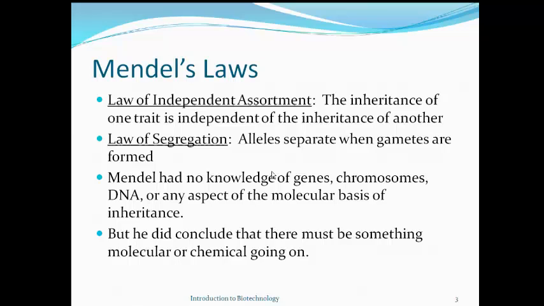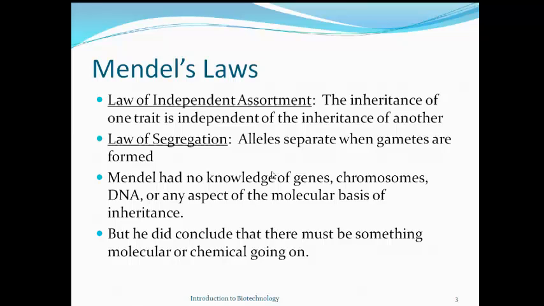Also the law of segregation, which means that the alleles separate when gametes are formed. Now let's see if you remember this from biology. Gametes are the egg and sperm. The alleles are the different versions of genes. So you might have an allele for brown eyes and an allele for blue eyes. Those alleles separate when egg and sperm are formed, and then they come back together during fertilization to create an organism.